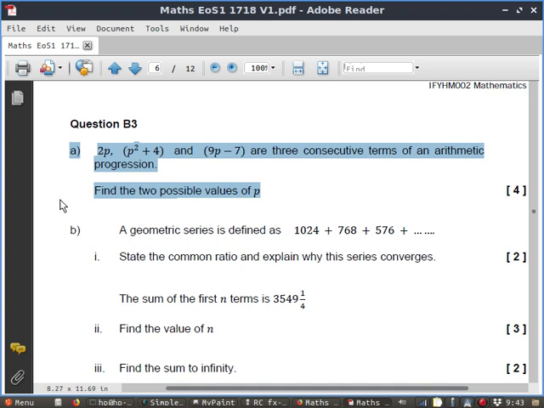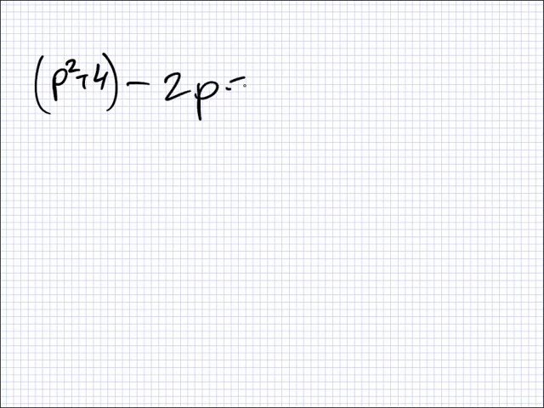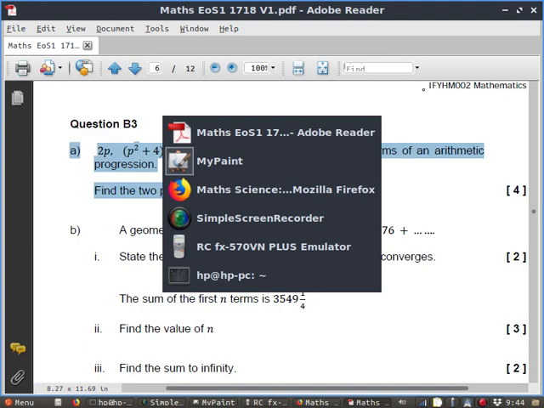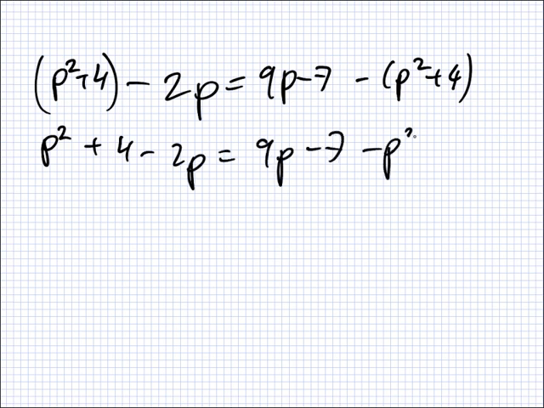Let's have a look. I think you all would have remembered what to do here. I hope you look at the difference. So it's P squared plus 4 minus 2P, that should equal 9P minus 7 minus P squared plus 4. I have them in brackets. So that would be P squared plus 4 minus 2P, 9P minus 7 minus P squared minus 4. So that's 2P squared, good, minus 11P plus 8.